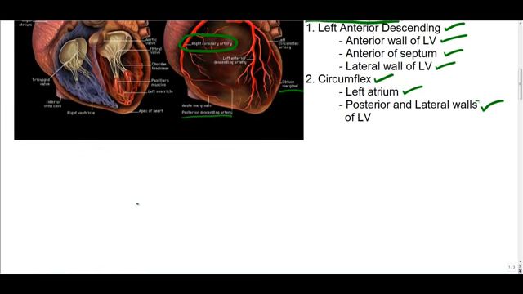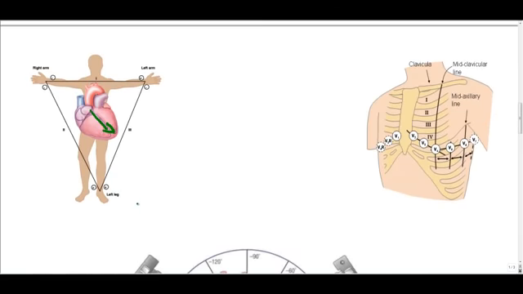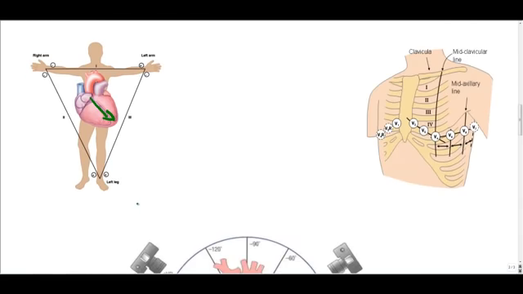Next, we will look at the different leads that help create an EKG by recording voltages and the direction of that voltage in the heart.